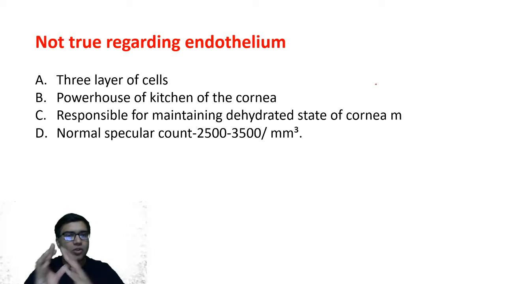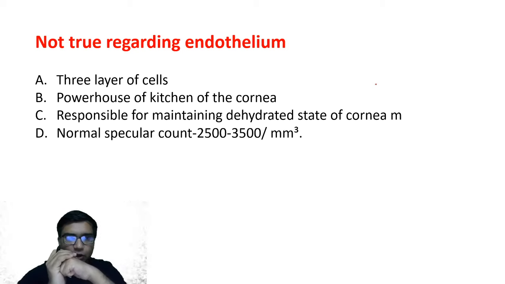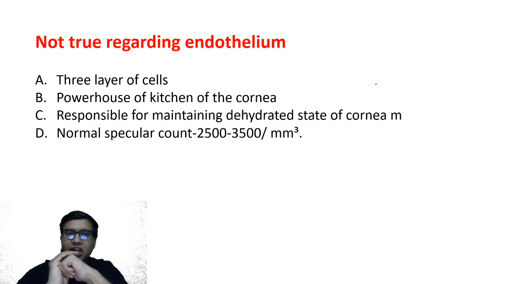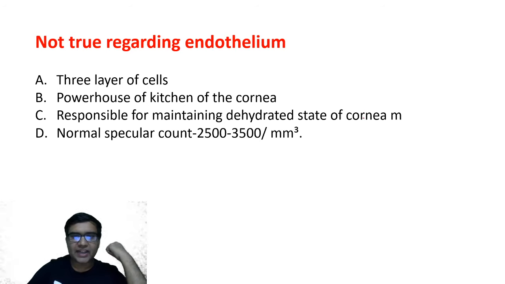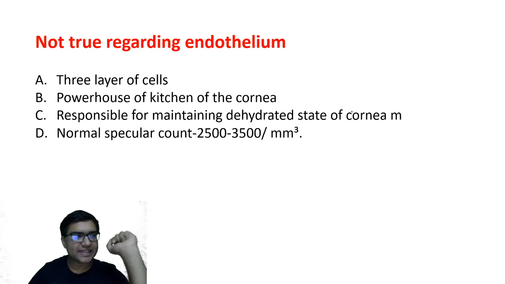Okay, so the next question for you is: not true regarding endothelium. Three layers of cells, powerhouse of the kitchen, responsible for maintaining dehydrated state of cornea. Normal specular count in an adult is 2500 to 3500 per millimeter cube. So I answered this question when I started the session.